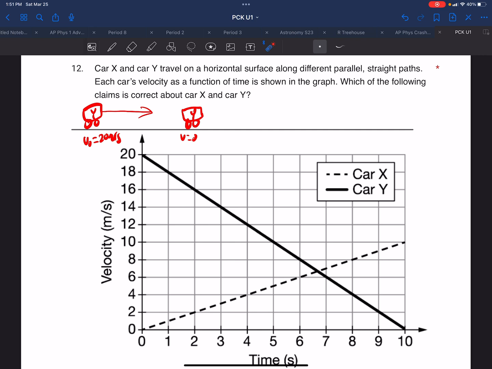Well, car X, we can see starts out with a velocity of 0. And car X, we see speeds up, and by the time this thing is over, the car is going 10 meters per second.